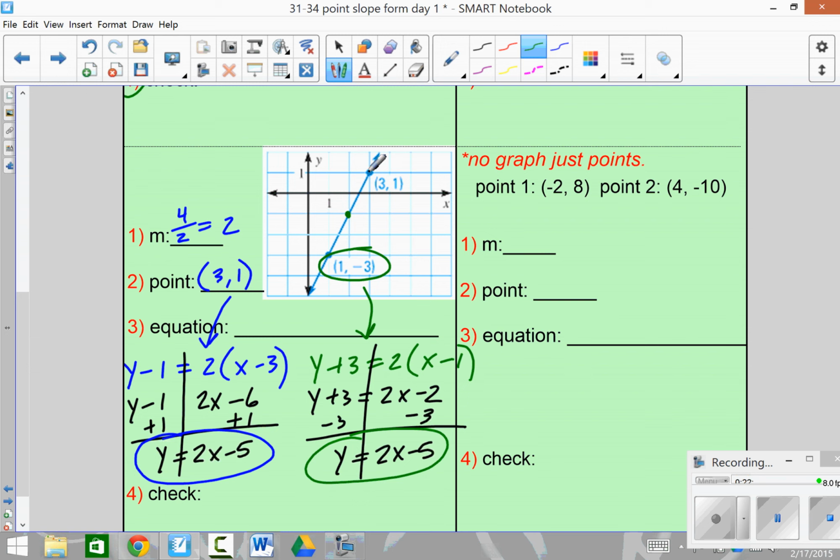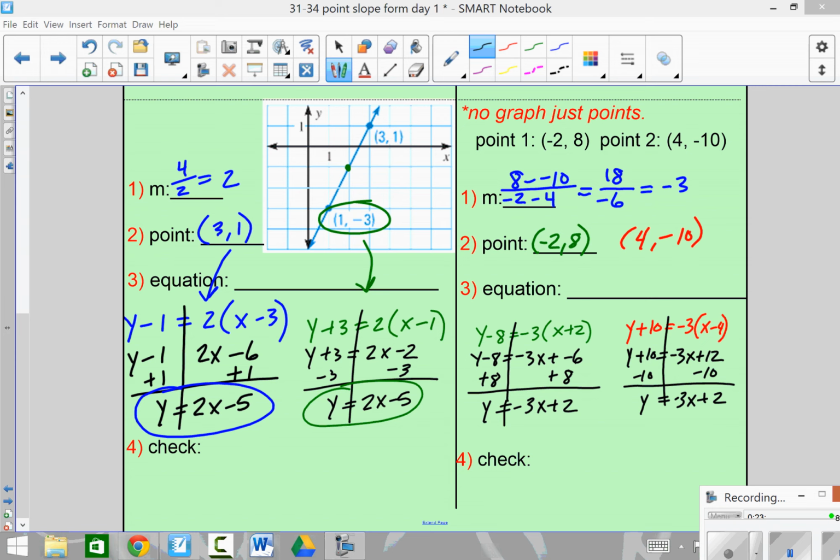Okay? Last one. There's no graph on this one, just the ordered pairs. You don't need a graph. If you have 2 ordered pairs, you should be able to follow the exact same steps. It's just going to require one more step, which means for the m, you actually have to use the slope formula to calculate it. So I want you to go ahead, pause this, give it a try, unpause it, and you can check back.